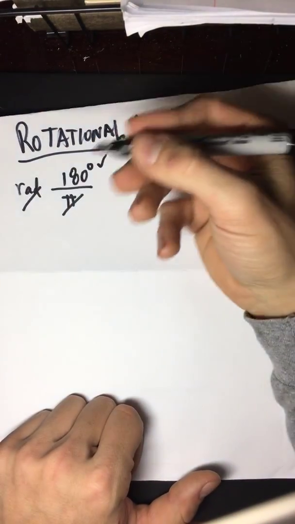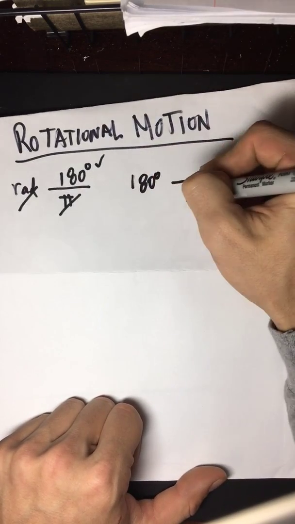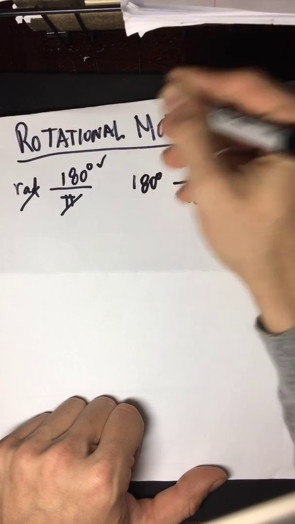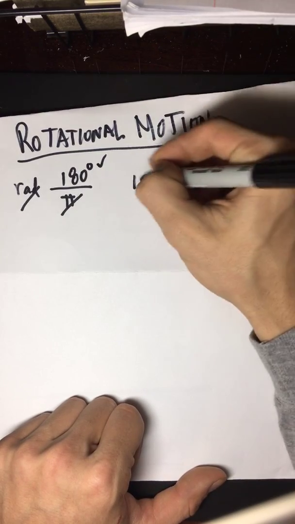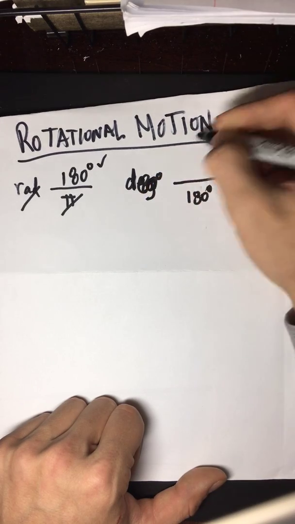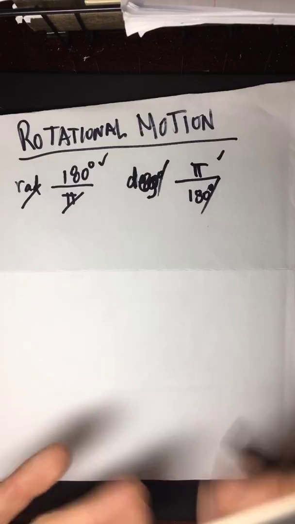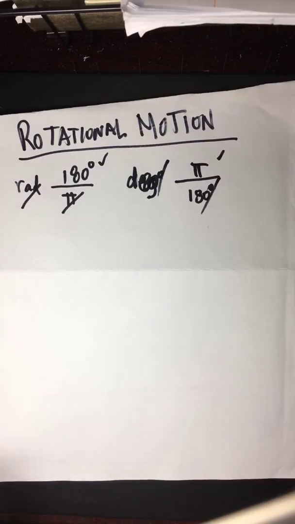Now conversely, I could also have degrees and convert that to radians. I just happened to put 180, but this could be degrees of any sort, right? And then I'm going to multiply. I'm going to be left with pi in this case because now degrees cancel out. And so I'm just going to do pi over 180 over pi.